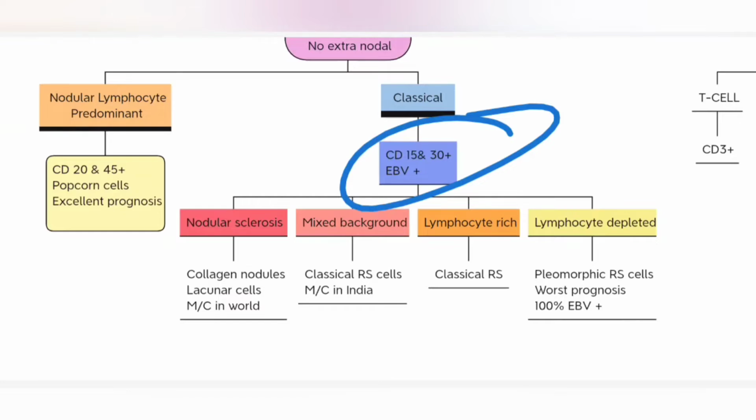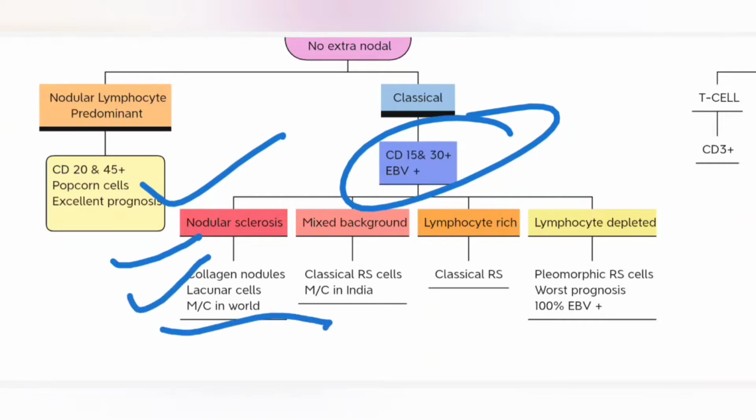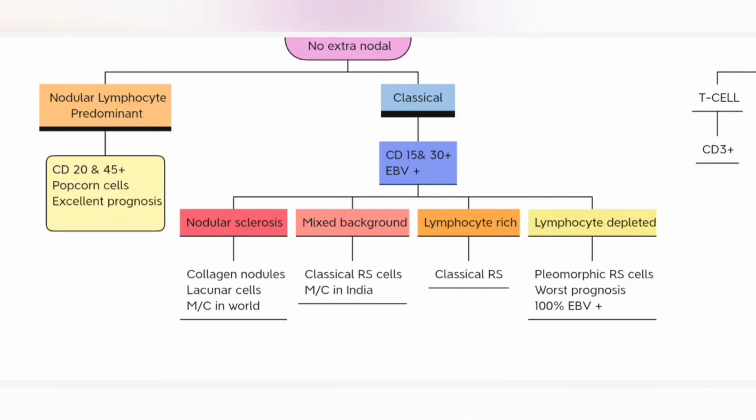It is of further four types. First, let's talk about nodular sclerosis. In this, remember, we'll see collagen nodules, lacunar cells will be there, and it is most common in the world. Then the mixed cellularity type will have classical RS cells, Reed-Sternberg cells, and it is most common in India.